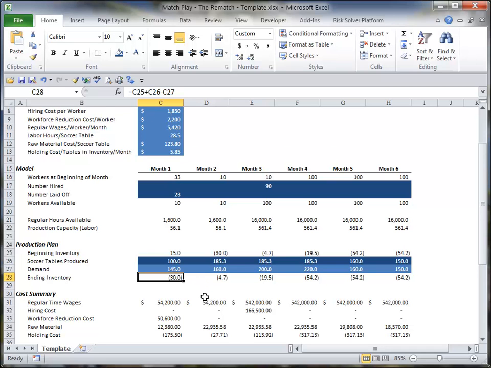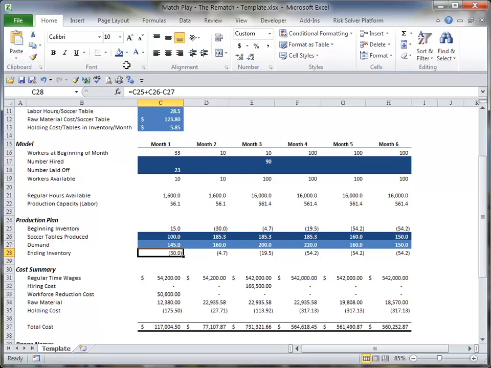Not likely. One thing we do need to test though is our regular time wages, and again we should see the multiple of 10 showing up here in month 3, and we again can take ourselves back down if we want to check this on the outside of this model. We can see the hiring costs only showing up in month 3.